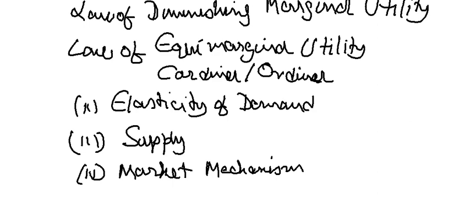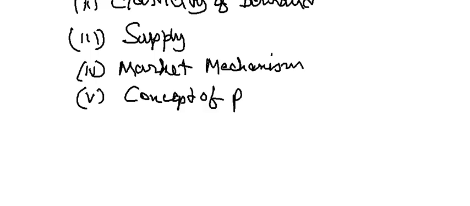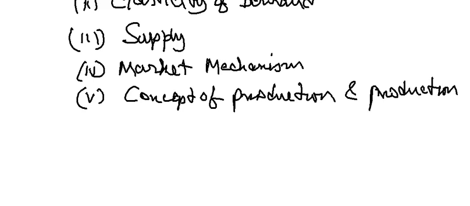Next point, which is number 5 in this part of the syllabus, is called, let me just put number 5 for you. What you are going to study here is concept of production and production function. Okay, so what is this? This means you have to understand what is short run and long run production function.